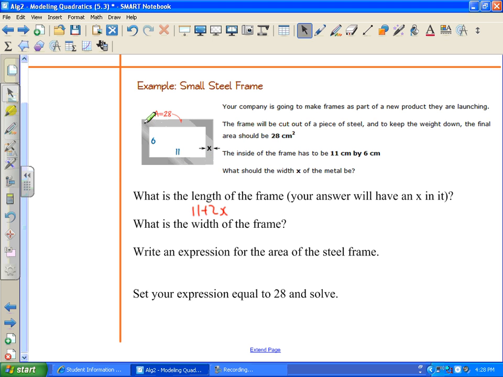Next part of the problem. What is the width of the frame? Hopefully you see the patterning here. It's going to be very similar to that previous problem. We're now talking about width. That distance is 6. The distance from here to here is x. I'm sorry, that's in green, it's kind of hard to see. That distance is also x. So the overall distance on the outside, which we're looking for as width, will be 6 plus x plus x, which is 6 plus 2x. So what is the width of the frame? 6 plus 2x.